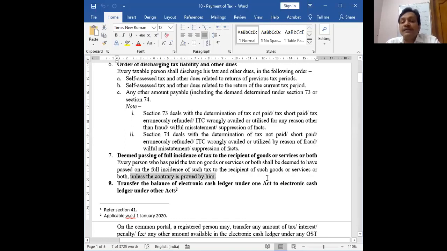If you have not passed the incidence on as a supplier, then you have to prove it to the department that you have not passed it. Otherwise, by default, it will be assumed that every supplier has passed the incidence of tax to the recipient of goods or services. So the chain is necessary to keep going. Every supplier is deemed to have passed the entire tax which he or she has paid to the next recipient of goods or services. This is the point.